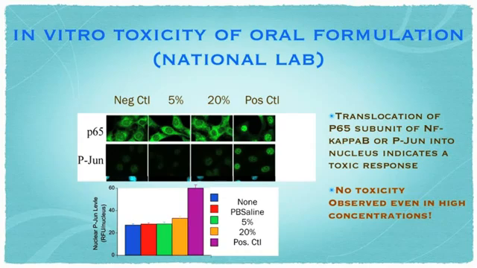What they did is they took, in tissue culture, human cells and exposed them to various concentrations of ASEA and a positive control substance. And the way this was studied is based on knowledge that certain transcription factors are translocated, or moved, toward the nucleus when they are exposed to toxins. So transcription factors like the P65 unit of NF-kappa B and P-Jun were studied.